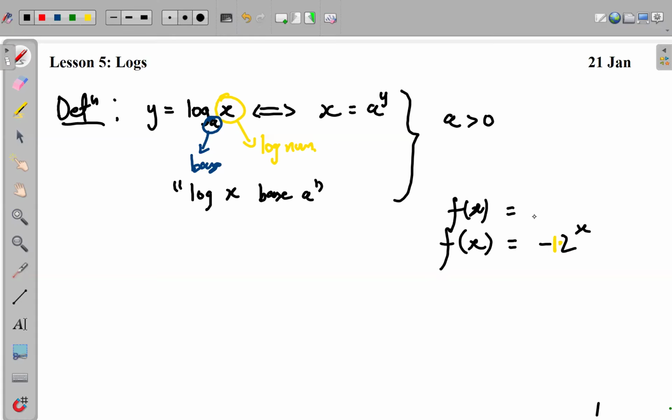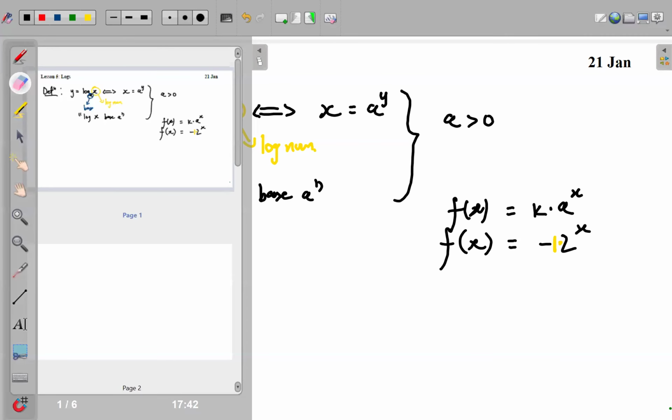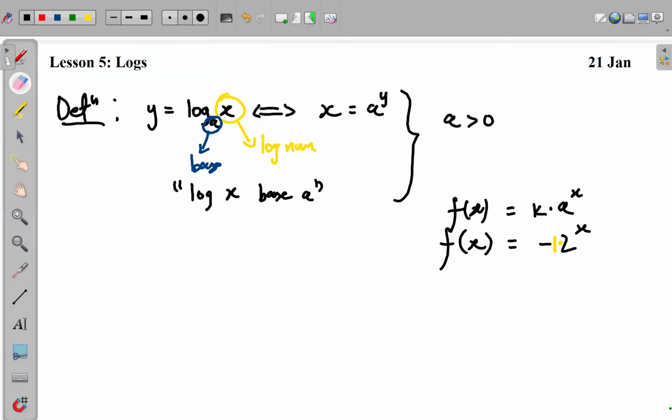Remember, in general, the exponential function has the form k times a to the x. Remember that, right? So the base is never negative. Even in exponents, we never had a negative base. So it's very important. We're going to be deliberate about this because it's an error that is often made when it comes to logs.